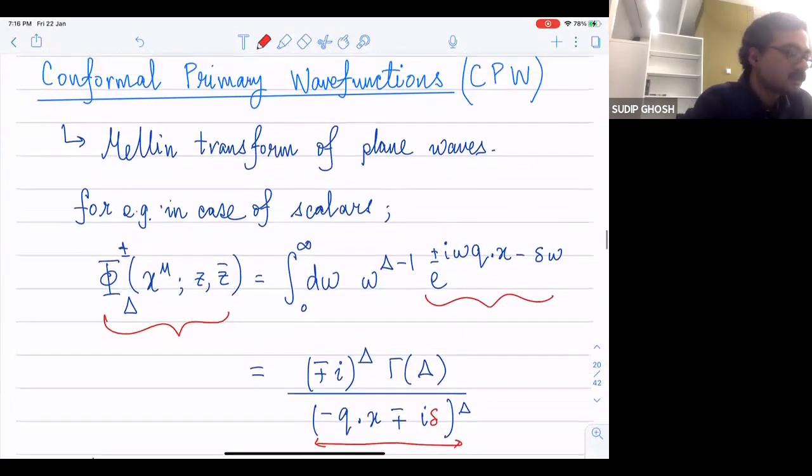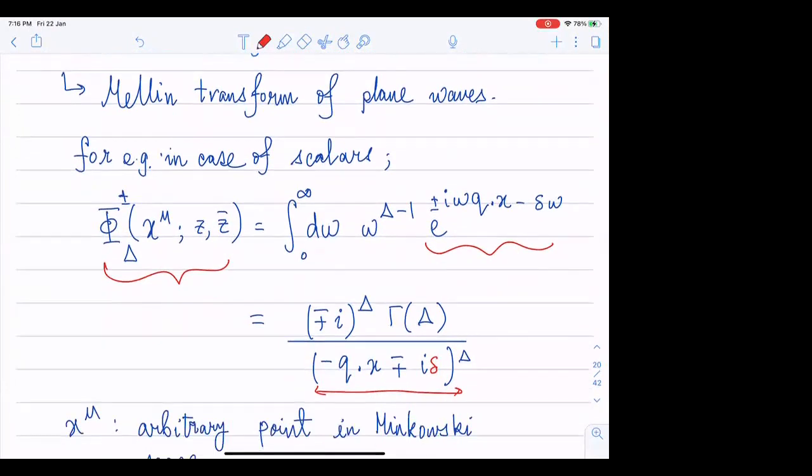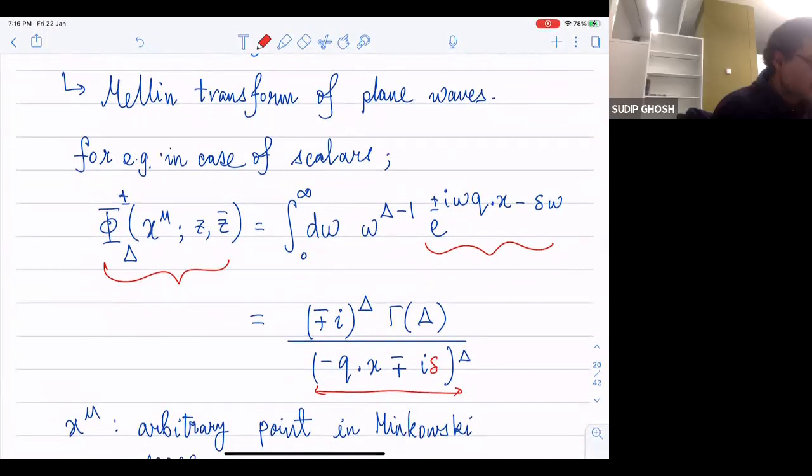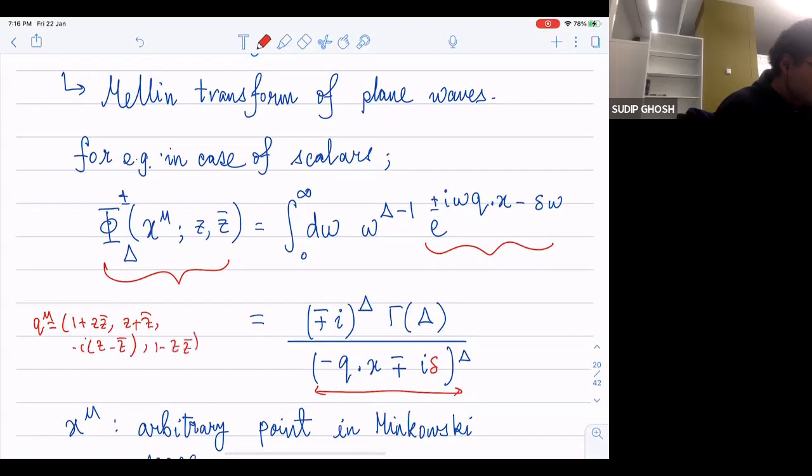Okay, so q is... No, I basically meant that on the left hand side there is no q. So sorry, q is related to z and z bar. So q is basically this parametrization which we have been using: 1 minus z and 1 minus z bar.